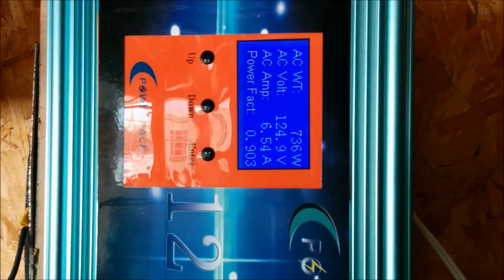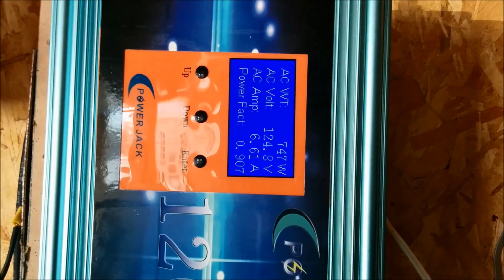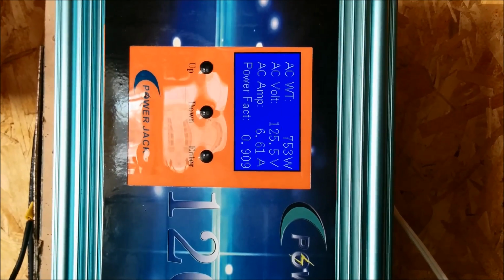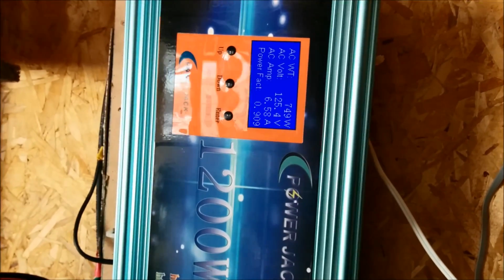I just went over 750 watts for a second. Oh, here we go again. That's the most I've put in. And this thing's just taking it like a beast.